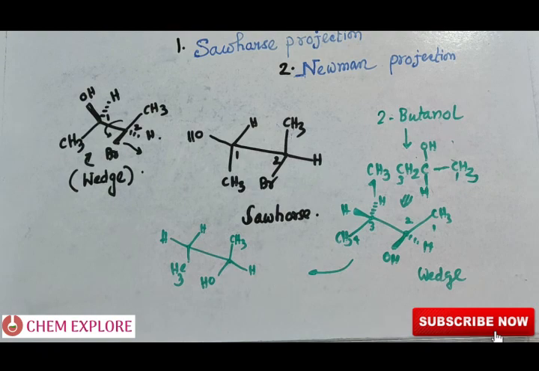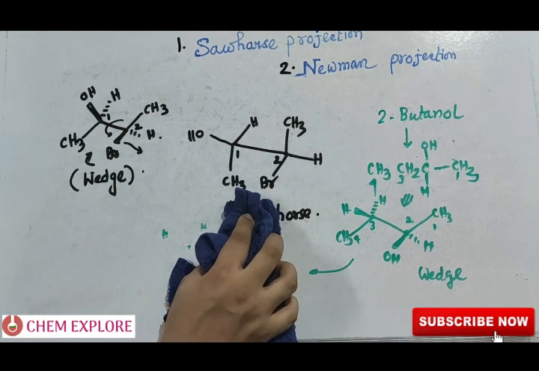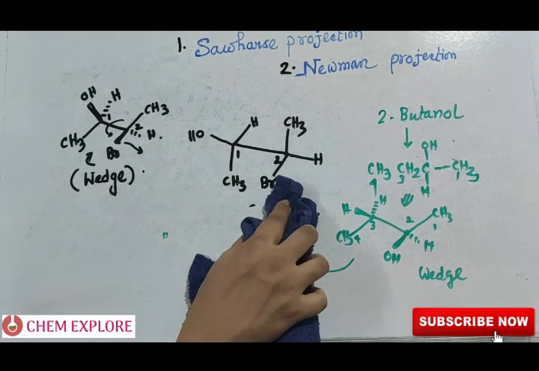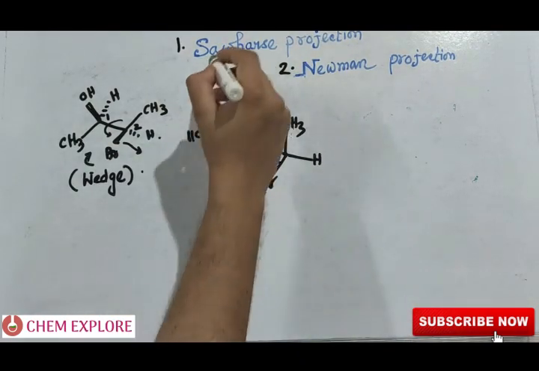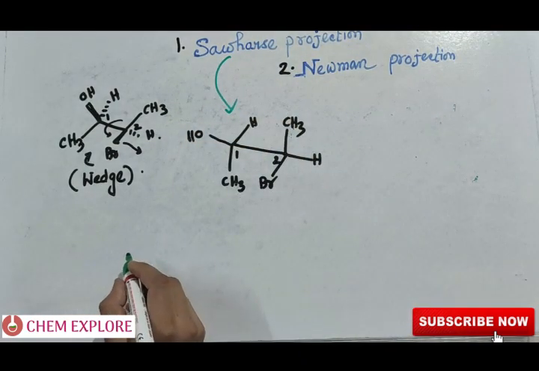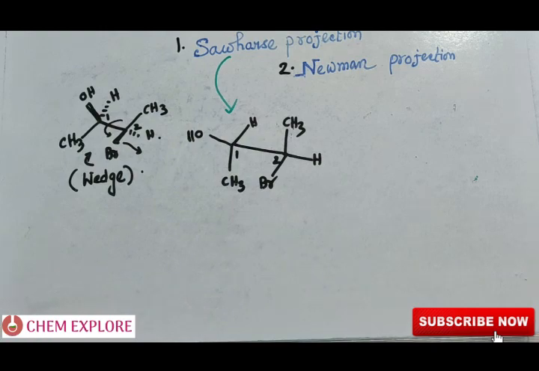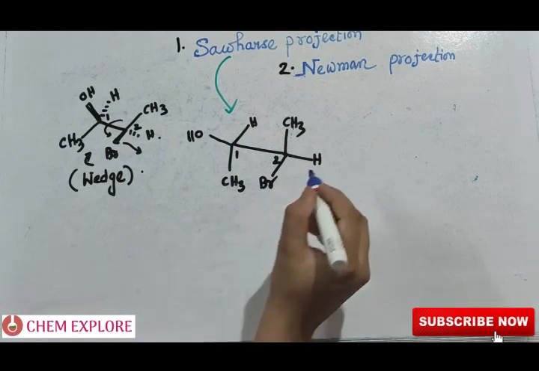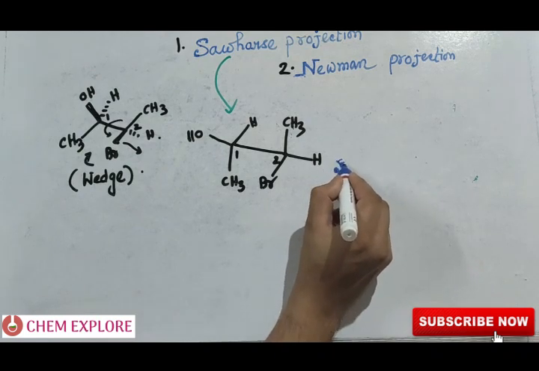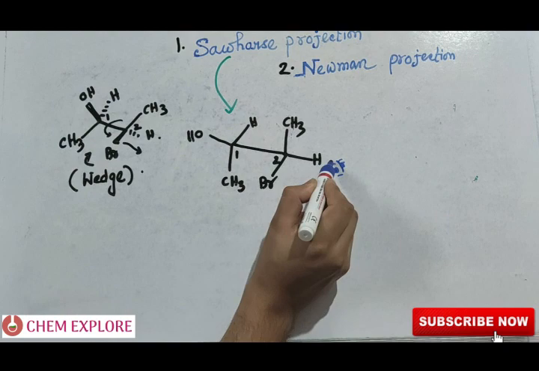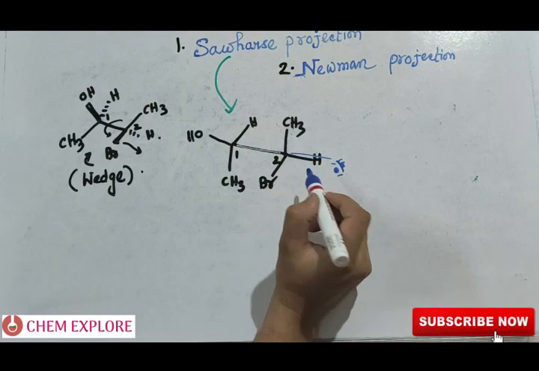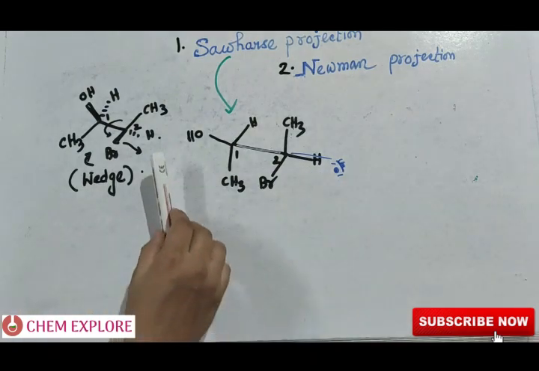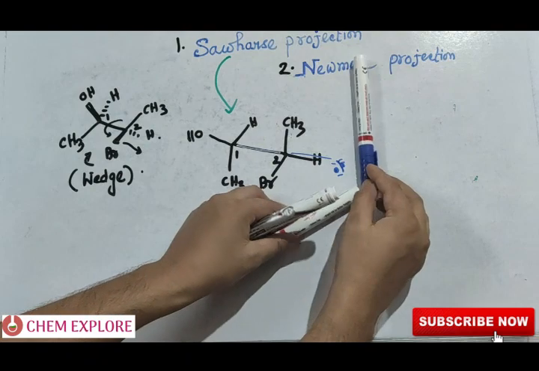Now what is a Newman projection? For a Newman projection, you need to understand a little bit more. Okay, we can erase this part. So this is your Sawhorse projection, right? Now we have to go to the Newman projection. What you have to do is look from here, through this angle, like along this bond. So what you're going to see, this is a methyl, this is a bromine.